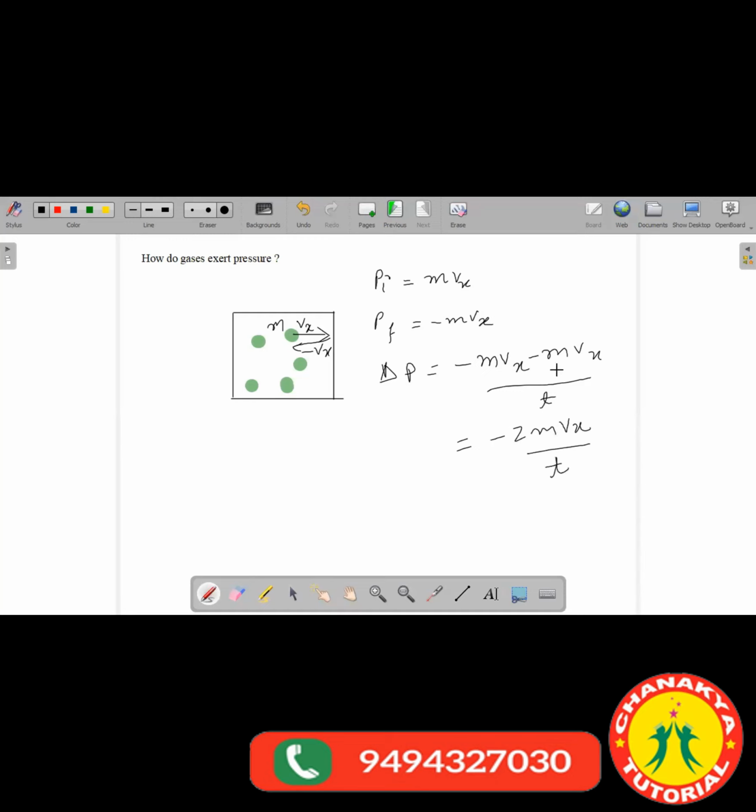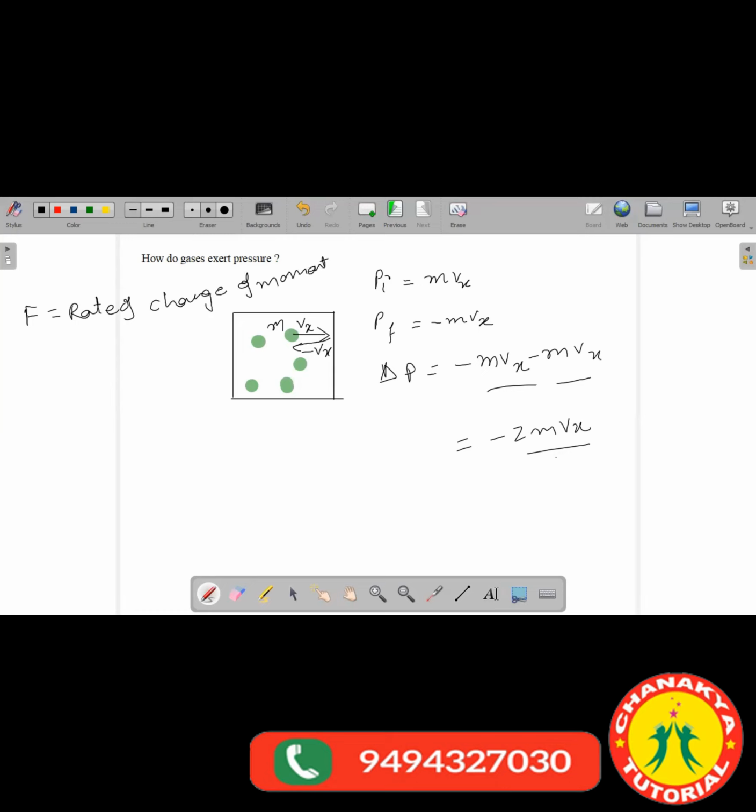We have just found the change of momentum. If you divide it by time, you will get the force, because change of momentum per unit time is the force. So there is a force exerted by the molecules on the walls of the container. As per the definition, force is the rate of change of momentum.